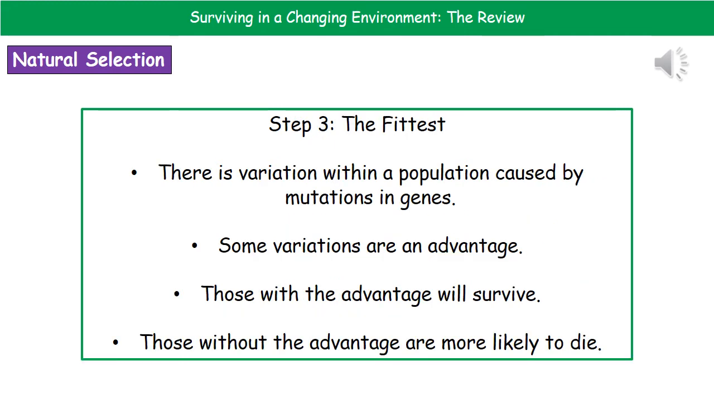The third step looks at who's likely to survive. Now, within any given population, we've got variation, and that's all down to mutations within the genes. Some of those mutations that lead to those variations are an advantage, so that means they're more likely to survive. Any of those organisms that do have that advantage are more likely to survive, and therefore the ones without that advantage are more likely to die off because they're not able to compete as well.